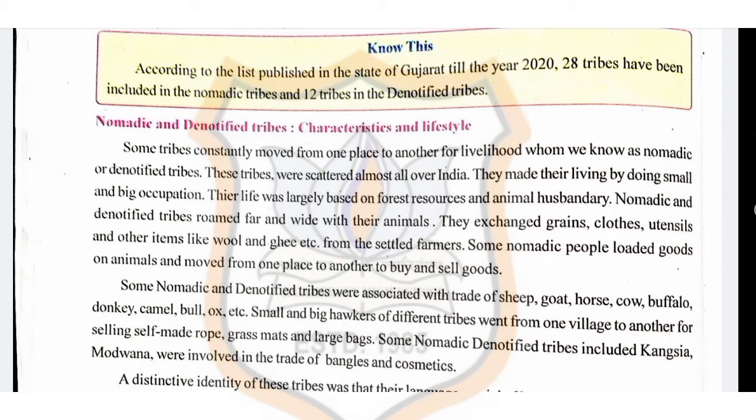Nomadic and denotified tribes roamed far and wide with their animals. They exchanged grains, clothes, utensils, and other items like wool and ghee, etc., with the settled farmers. Some nomadic people loaded goods on animals and moved from one place to another to buy and sell goods.